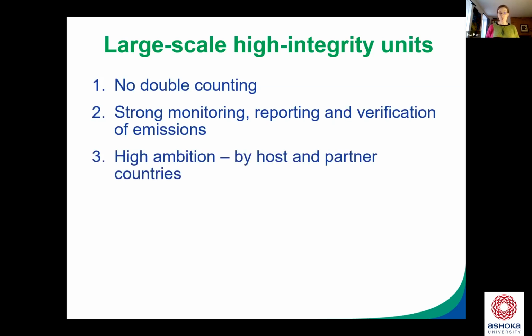It requires high ambition. So to make sure that these are additional, they're reductions that wouldn't have happened otherwise, either on the host side or on the partner side, you need to know that the countries actually have high ambition for their own contributions to mitigation.